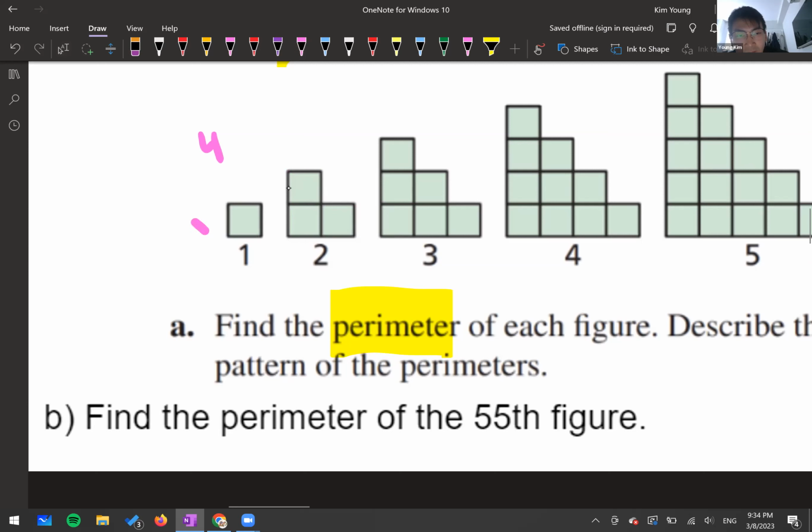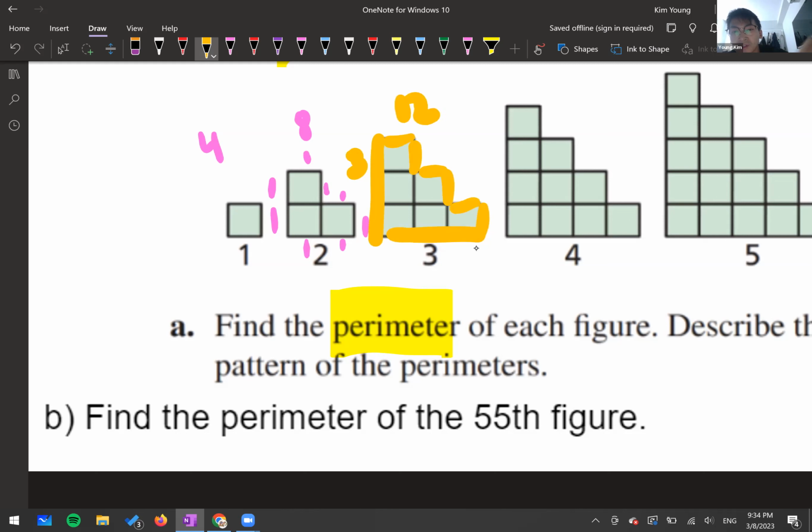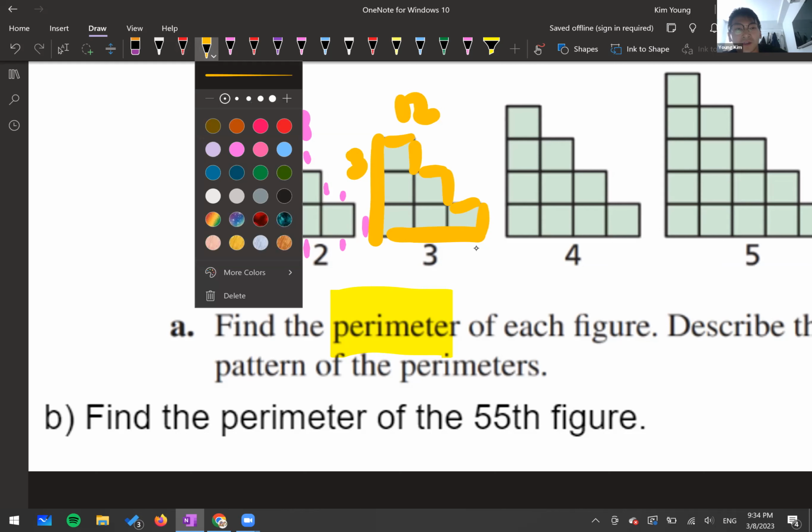Let me erase this, I need space. That's a 1, that's a 1, that's a 1, that's a 1, that's a 1, that's a 1. That's a 1, and that's a 1. Okay, so when you add this, you get 1, 2, 3, 4, 5, 6, 7, 8. This becomes 8. Okay, and then you do the same for the other ones. That's 3 here. That's 3. That's 6 already. 7, 8, 9, 10, 11, 12. So this is 12.